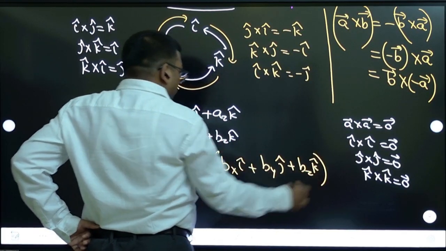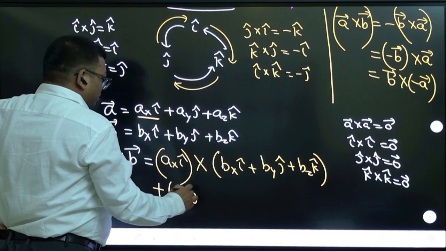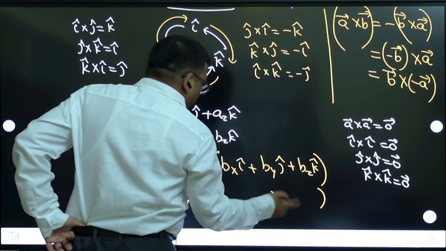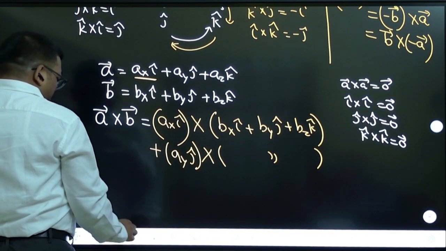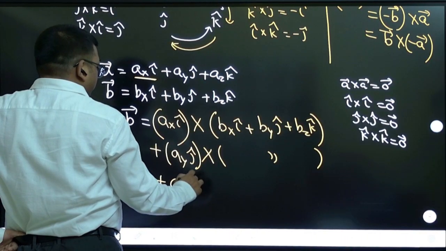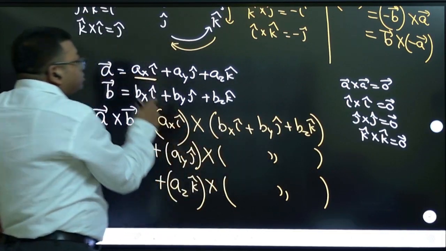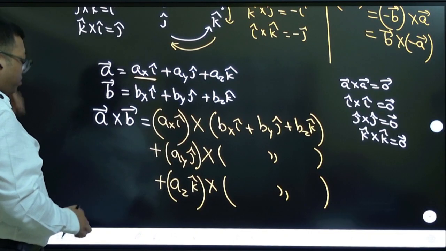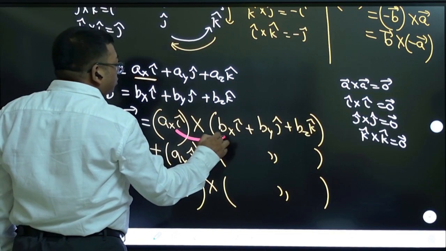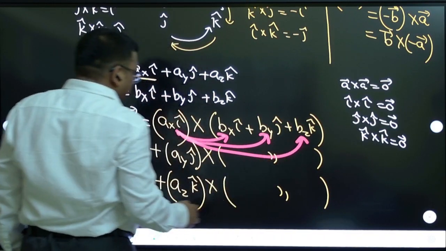Similarly, I will take the second term also, Ay j cap, and do cross with again the full thing. Again I am repeating the same thing, because you are applying the distributive property. Then the third term, cross again with the same thing, Bx i cap, because you are opening the bracket. So here you have to cross with this, then with this, then with this.